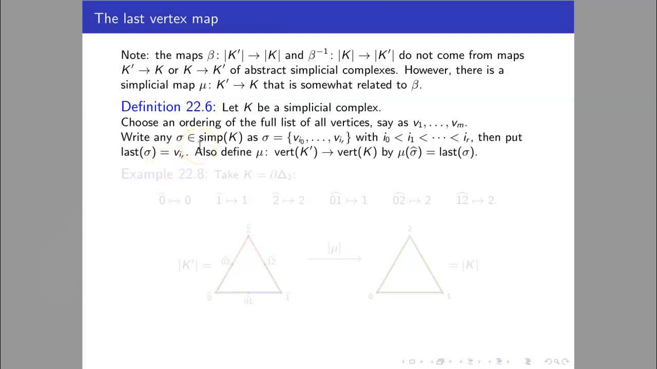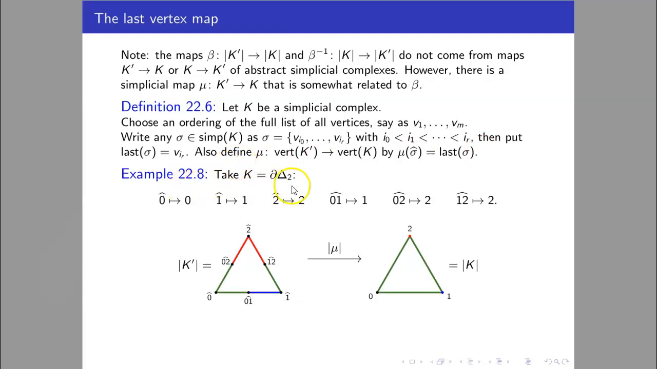And essentially the same thing, but slightly different notation. For this simplex sigma, it gives us a vertex sigma hat in the barycentric subdivision K prime. So we can define mu from the vertices of K prime to the vertices of K by sending the vertex sigma hat of K prime just to the last vertex of sigma.